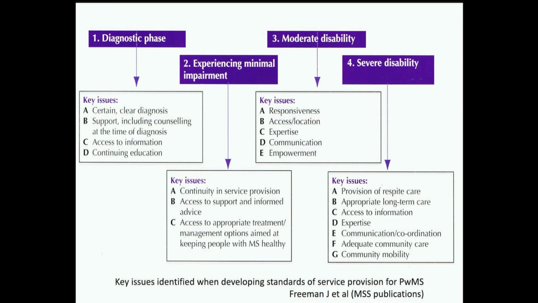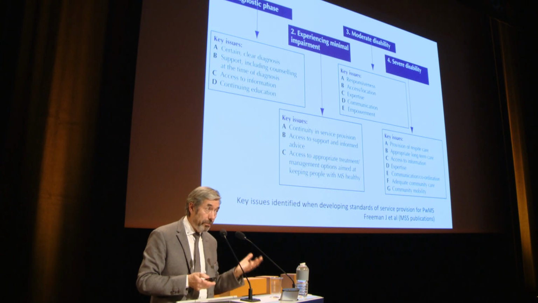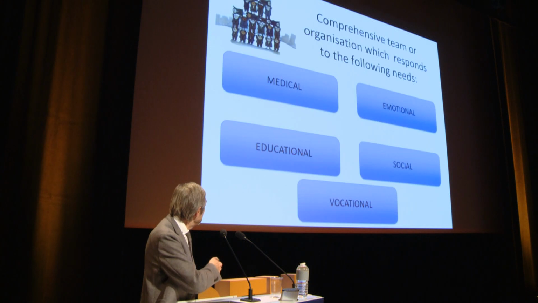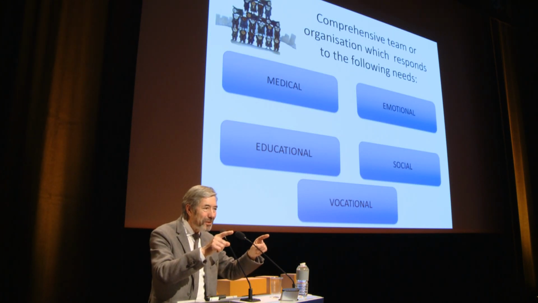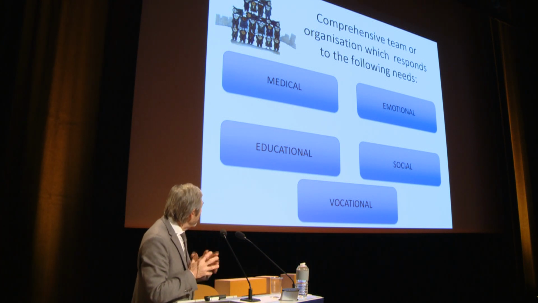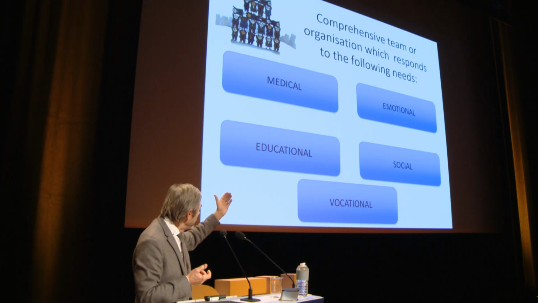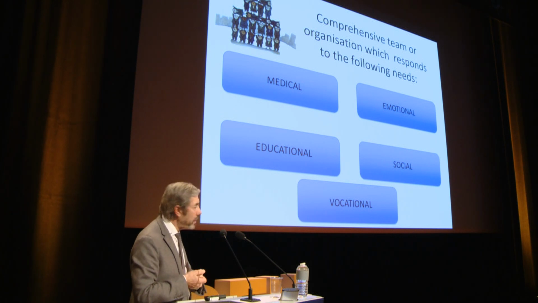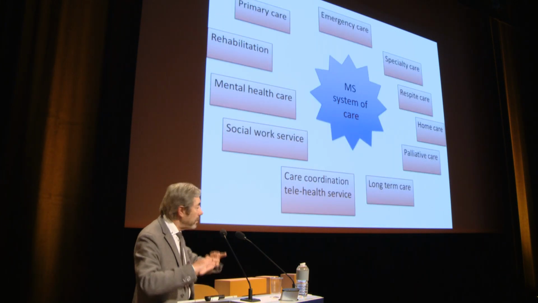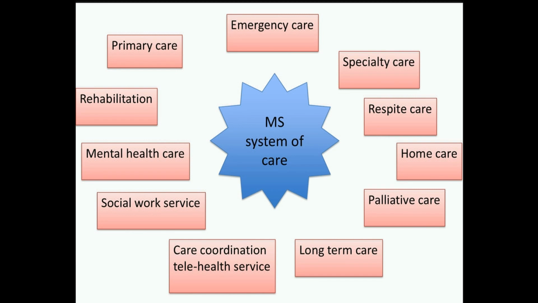We know that there are different needs for patients according to the different stages of the disease. And if you see the longitudinal pathway of the patients, you have to take in charge the different needs at the different moments in a seamless pathway, which is very important for the patient and which is important in public health also. A comprehensive team, you said team yesterday, Gilles, a comprehensive team or organization which can respond to the following needs: medical needs, social needs, educational needs, vocational needs, and emotional needs, which means that many systems of care are involved at the moment in the longitudinal pathway of these patients.